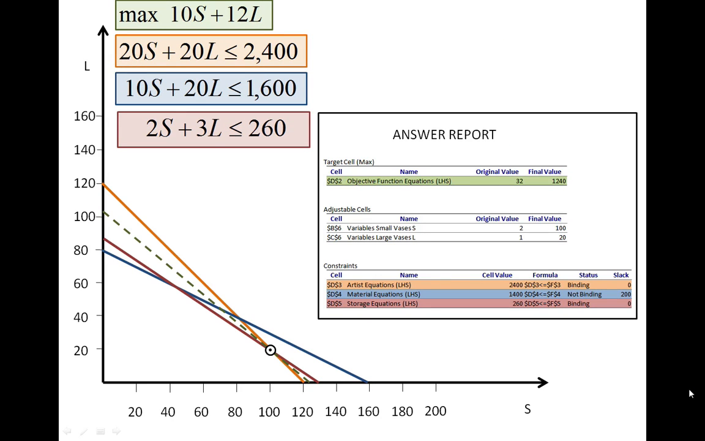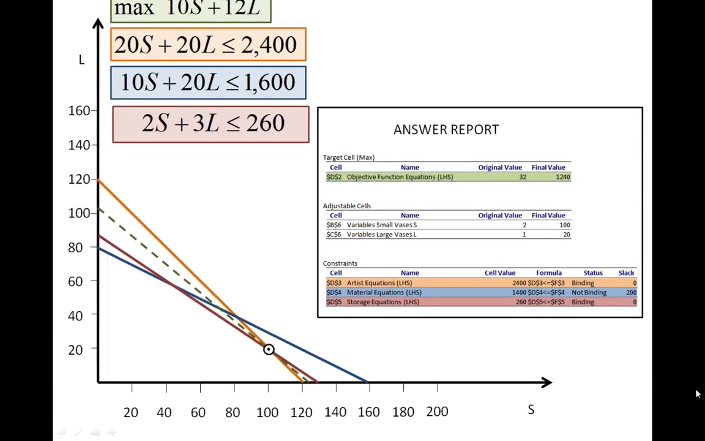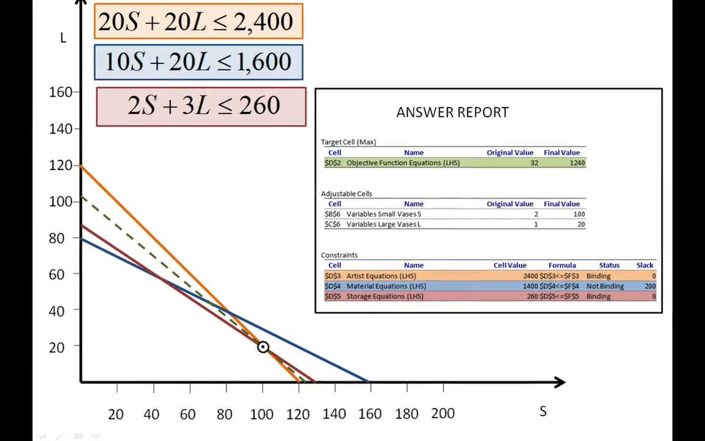We solved this problem previously in two ways. One was the graphic way, and the other one by putting it into Excel and looking at the answer report. So let's have a look in more detail at what the answer report tells us.